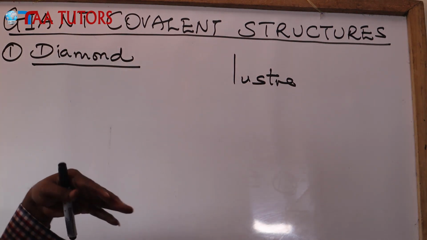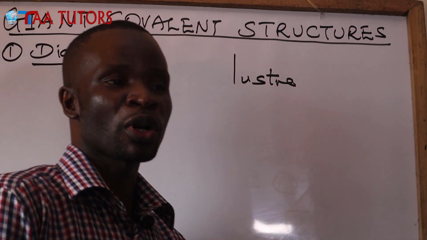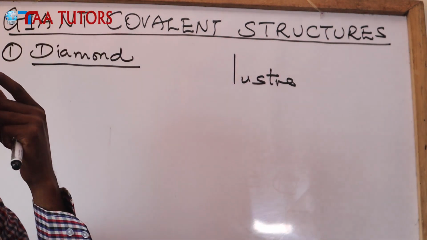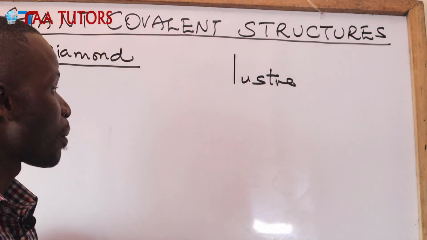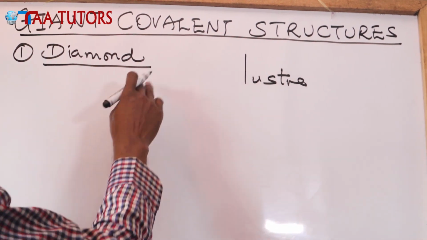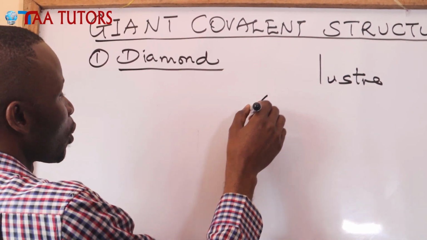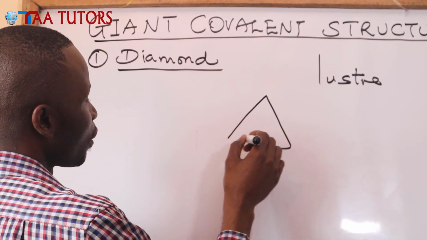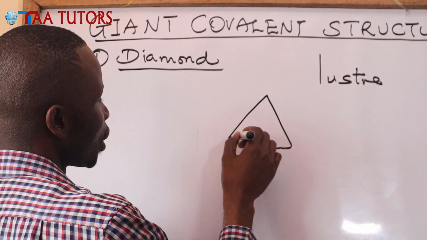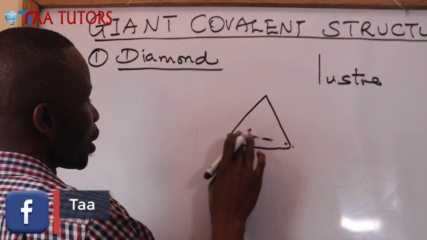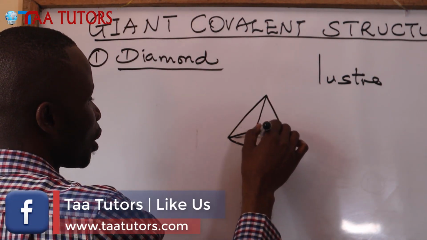But today we really don't want to go deeper into beauty. We want to talk about chemistry. And when you talk about chemistry, you want to know why diamond is the way it is. When you look at diamond, you'll find that it's almost like a tetrahedral. Even those people who cut it, it's always something like that.